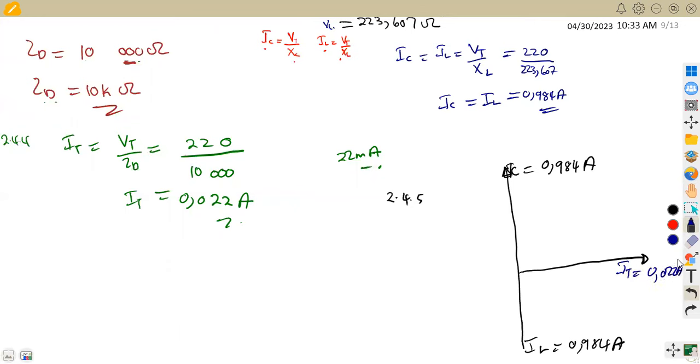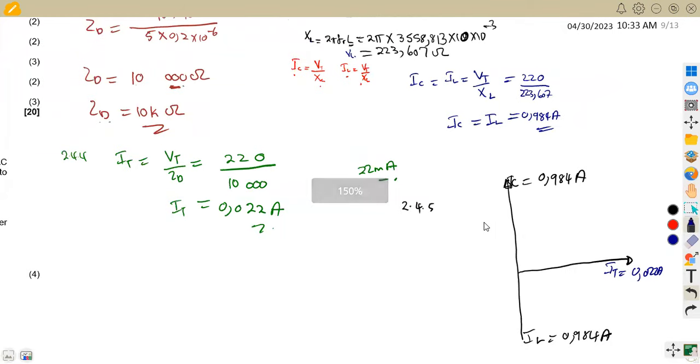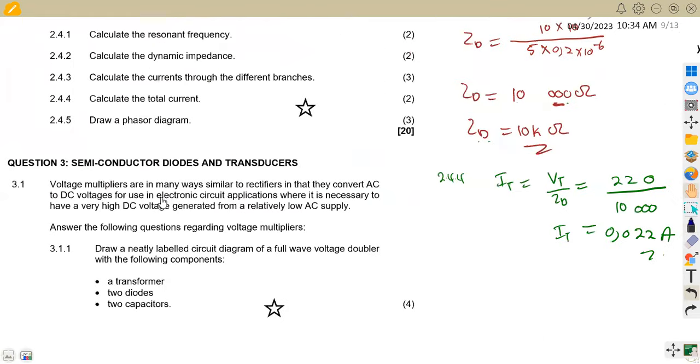So that's what we have if you are dealing with a parallel resonant circuit, if they are at resonance, okay? That is what you consider in this case, all right? So this is enough for 3 marks.